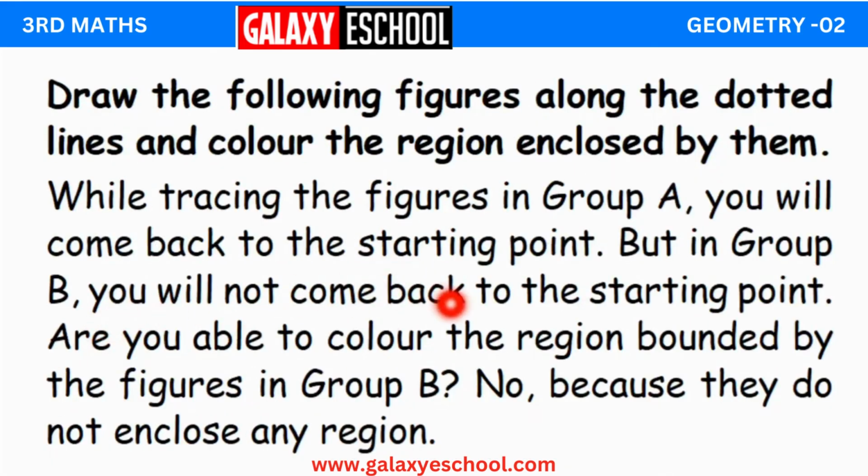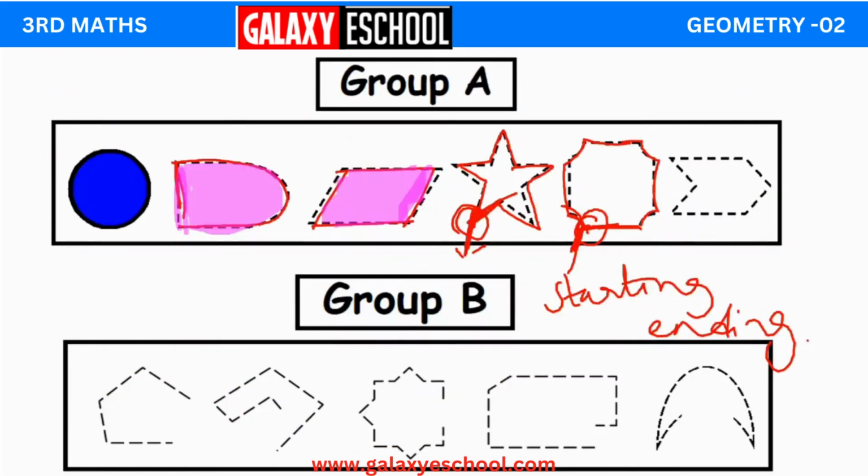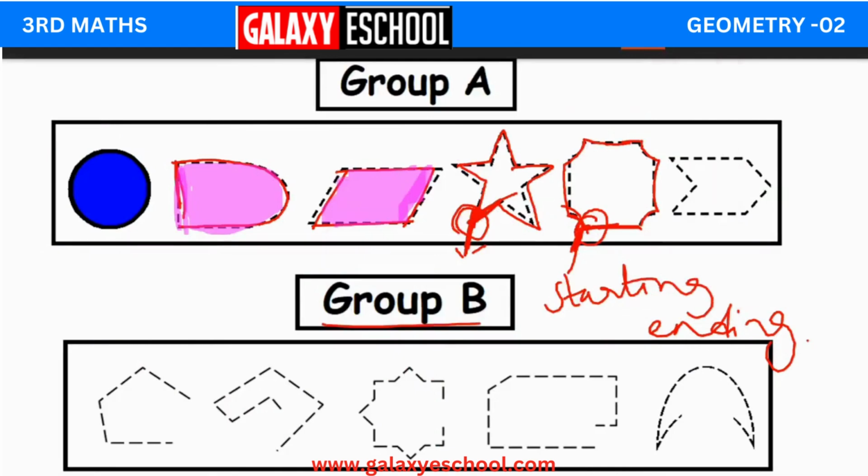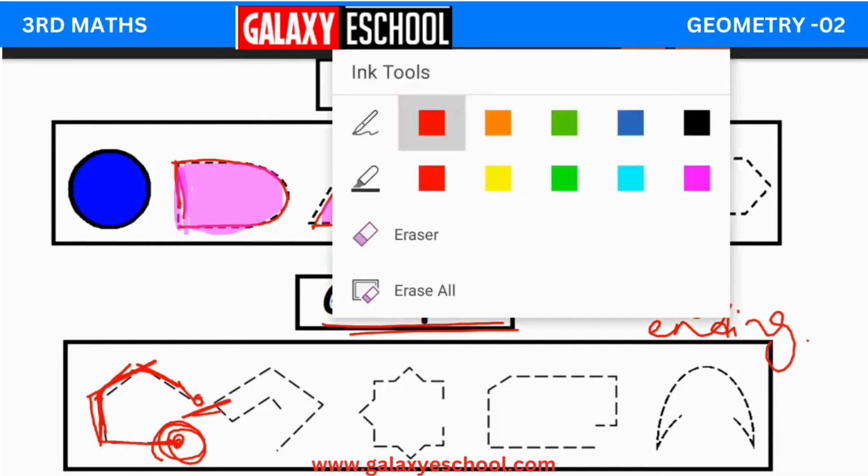But in group B, you will not come back to the starting point. Are you able to color the region bounded by the figures in group B? Now in group B, children, again let us start tracing. We are starting from here, right? Yes, so I'll draw along the dotted line here. Now I am ending here. Is it the starting point? Am I coming back to the starting point? No. Starting point is here, but I am ending my diagram here itself. We are not coming back at the starting point.